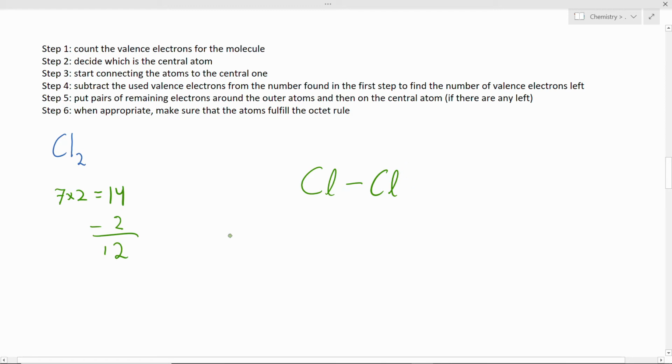And as you know, we just put those valence electrons around the atoms. So here we have 1, 2, 3, 4, 5, 6, 7, 8, 9, 10, 11, 12. And so we have no more valence electrons left. And now we can check in step 6 that we have fulfilled the octet rule for both of these atoms, which we have because there are 6 valence electrons here for each of them, and 1 shared pair of electrons, which applies to both of them. So each atom has its 8 electrons.